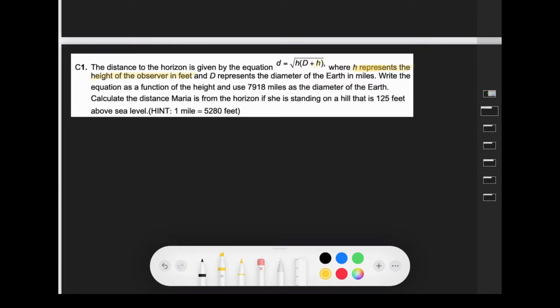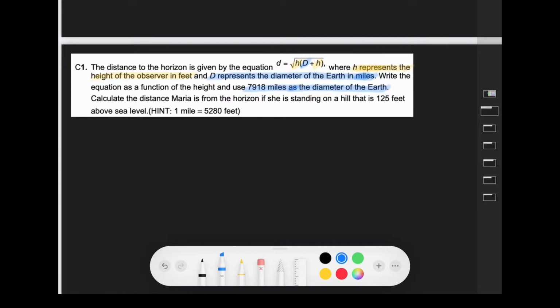So you'll notice that's actually twice. Okay. And d represents the diameter of the Earth in miles. Okay. Write the equation as a function of the height and use 7,918 miles as the diameter of the Earth. So they're telling us that. Calculate the distance Maria is from the horizon if she is standing on a hill that is 125 feet above sea level.